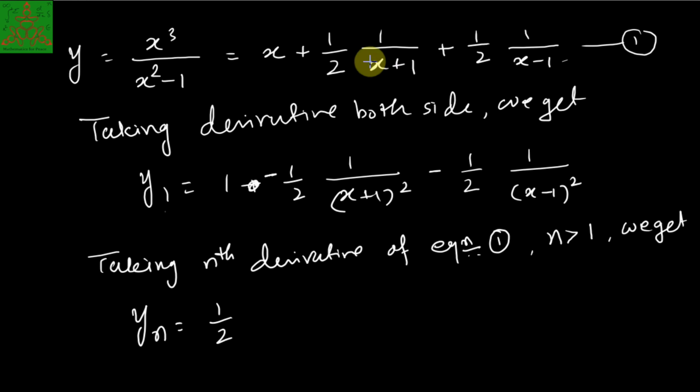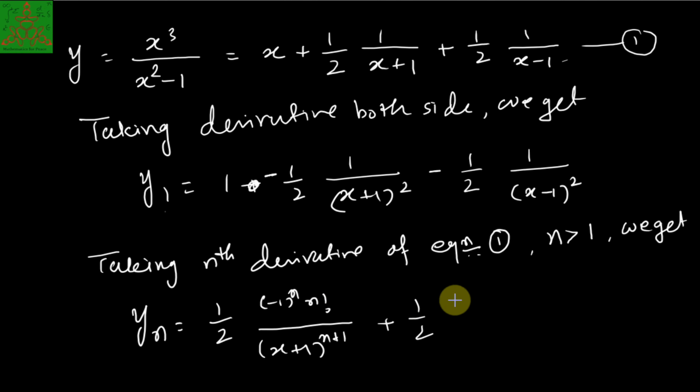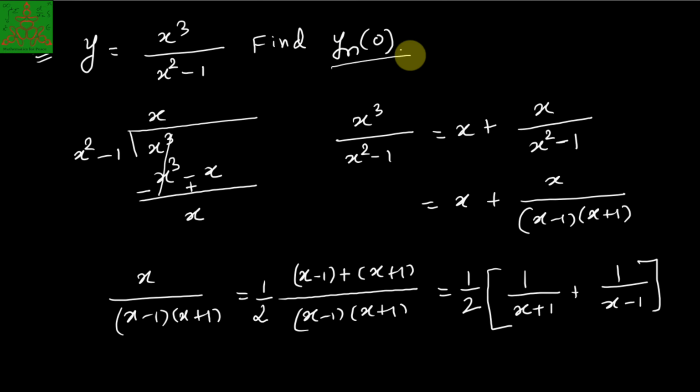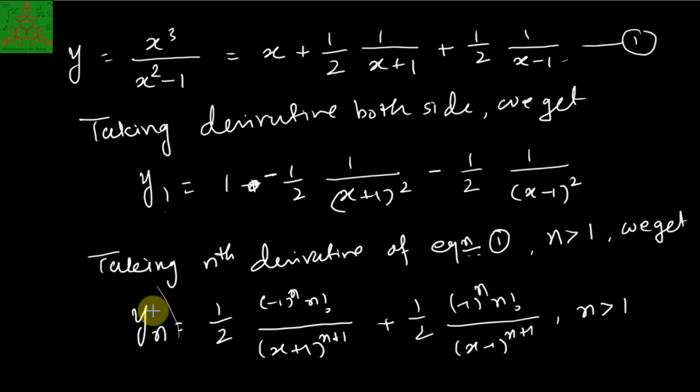The nth derivative of 1 upon ax plus b, we know, is minus 1 raised to n into n factorial upon x plus 1 power n plus 1. Here a is 1, so 1 raised to n will become 1, plus 1 by 2 minus 1 raised to n into n factorial upon x minus 1 power n plus 1, if n is greater than 1. Now the next task is to calculate, actually the question was to calculate yn at 0. Here we got the yn.